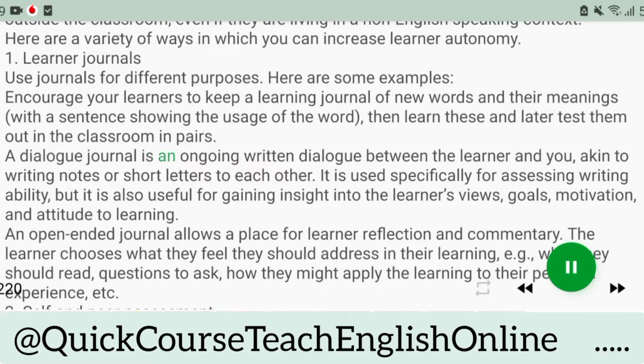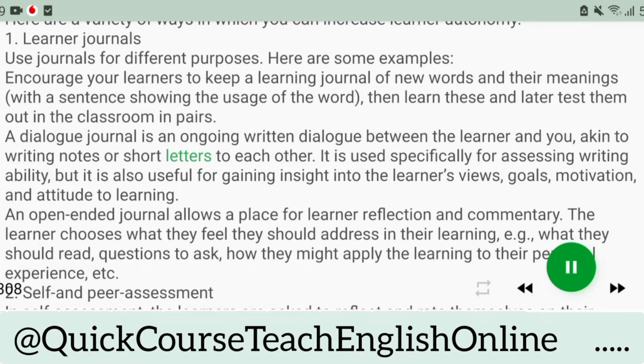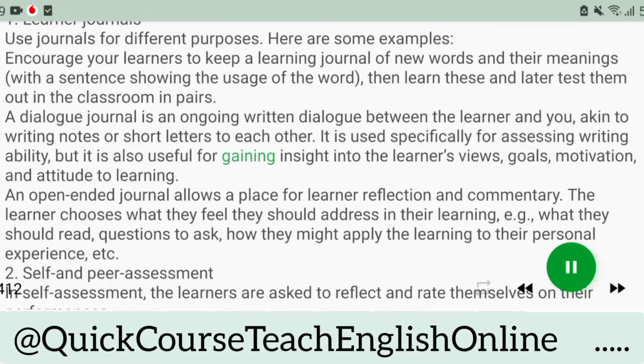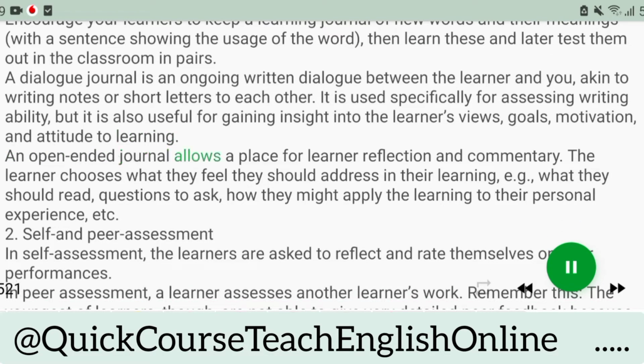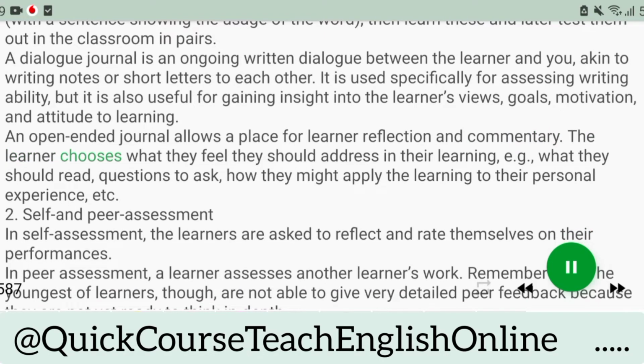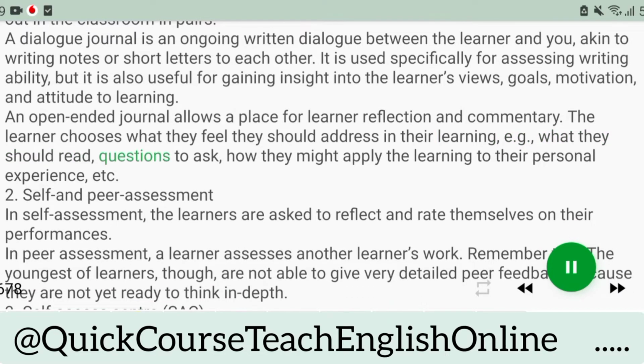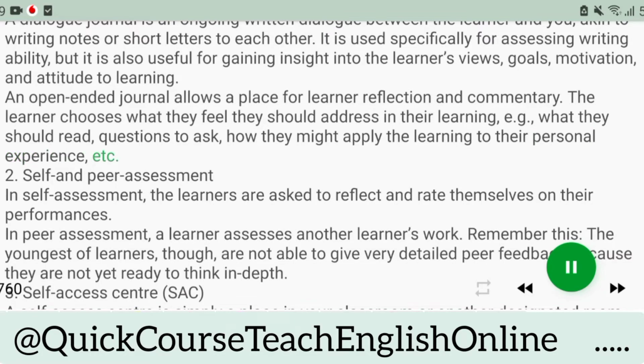A dialogue journal is an ongoing written dialogue between the learner and you, akin to writing notes or short letters to each other. It is used specifically for assessing writing ability, but it is also useful for gaining insight into the learner's views, goals, motivation, and attitude to learning. An open-ended journal allows a place for learner reflection and commentary. The learner chooses what they feel they should address in their learning, e.g., what they should read, questions to ask, how they might apply the learning to their personal experience, etc.